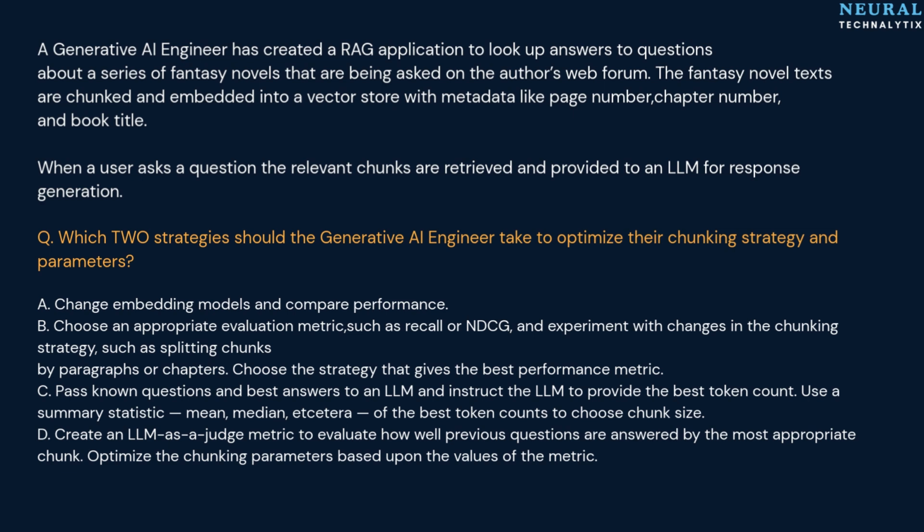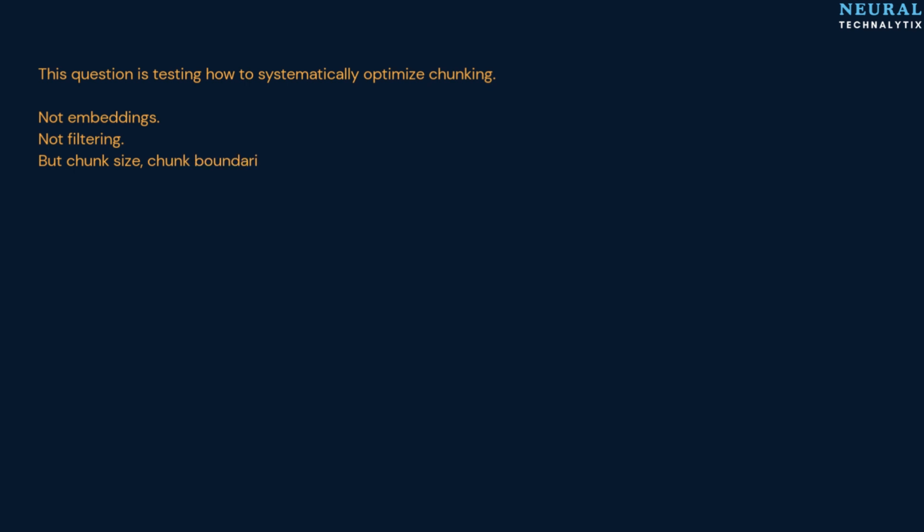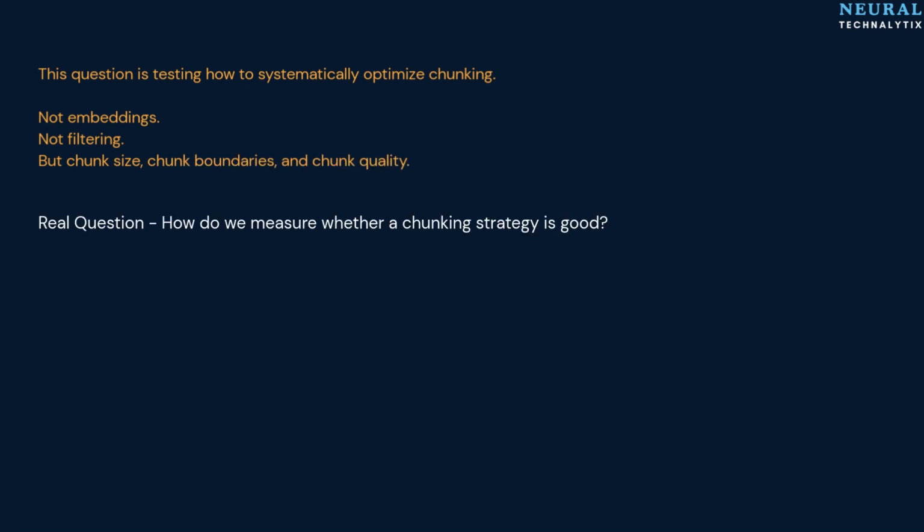Now pause here. Do not jump to the answer yet. Let's understand what the question is really testing. This question is testing how to systematically optimize chunking. Not embeddings, not filtering, but chunk size, chunk boundaries, and chunk quality. So the real question becomes, how do we measure whether a chunking strategy is good?